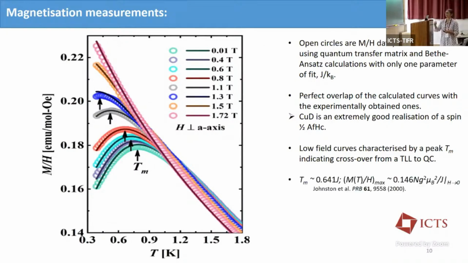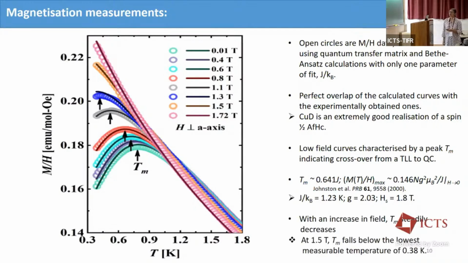Now from theory, these are the predictions of the values of Tm that you should get with respect to the exchange coupling constant, with respect to all the values of mu B's and J's, and we have very, very good matching with respect to what is expected from theory. Okay. So now around 1.5 Kelvin, as you can see, the curve falls below the lowest measurable temperature available to us.